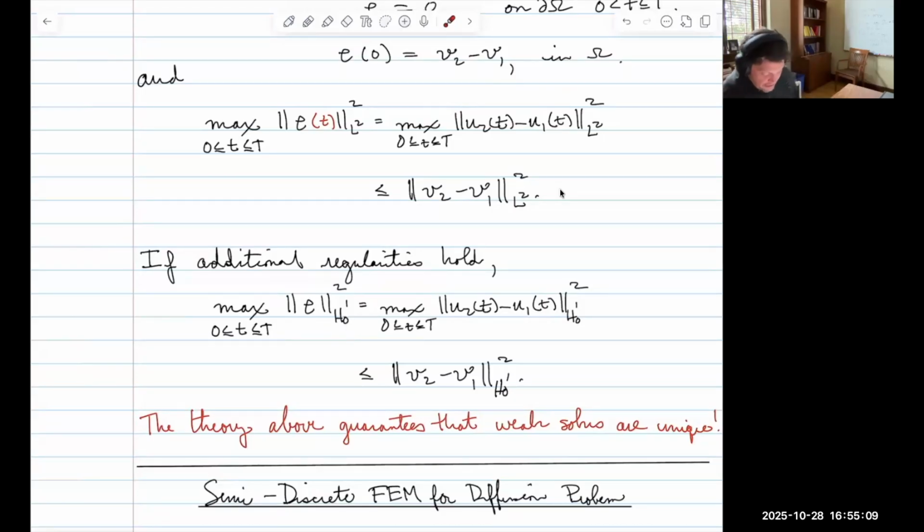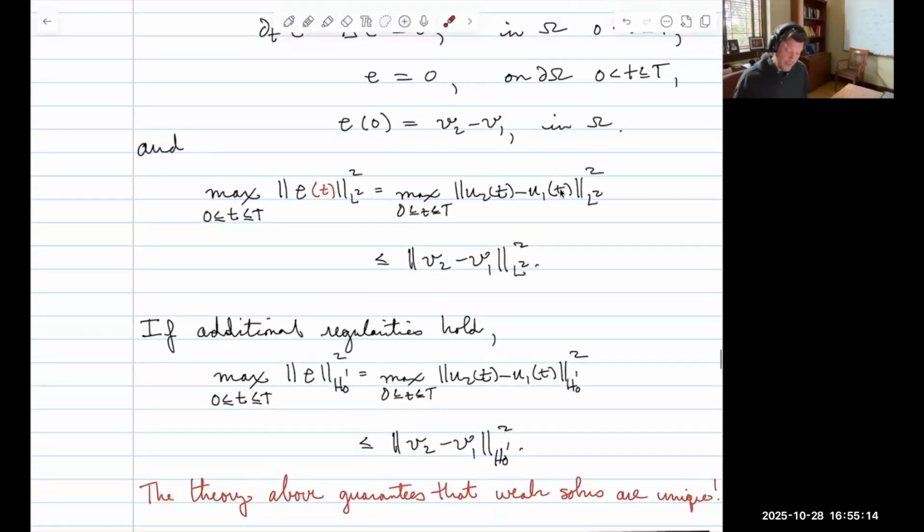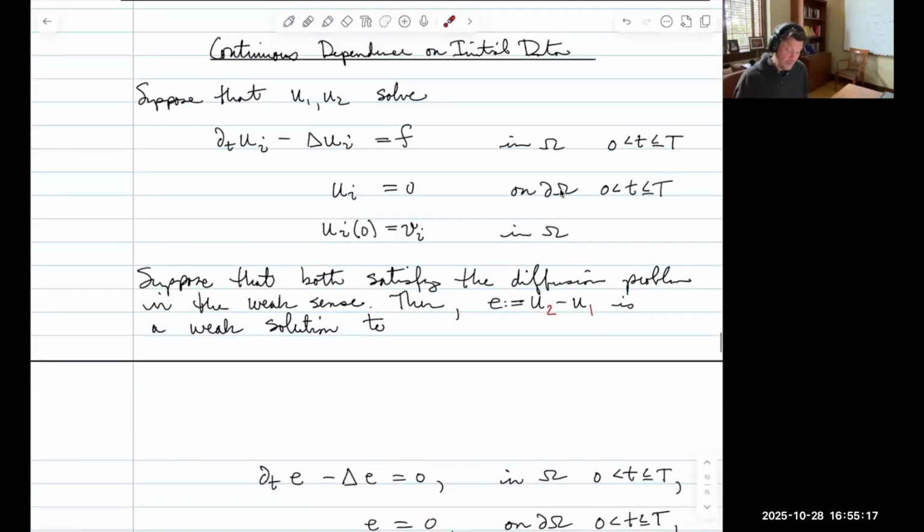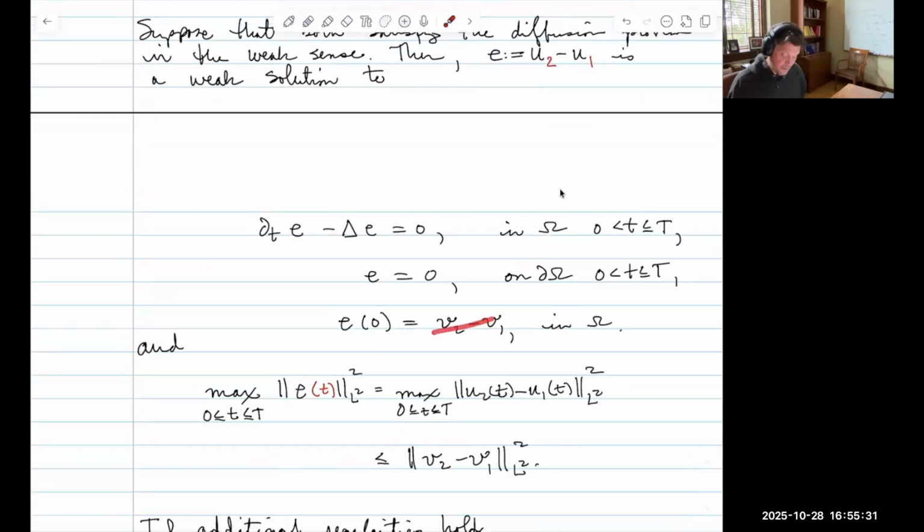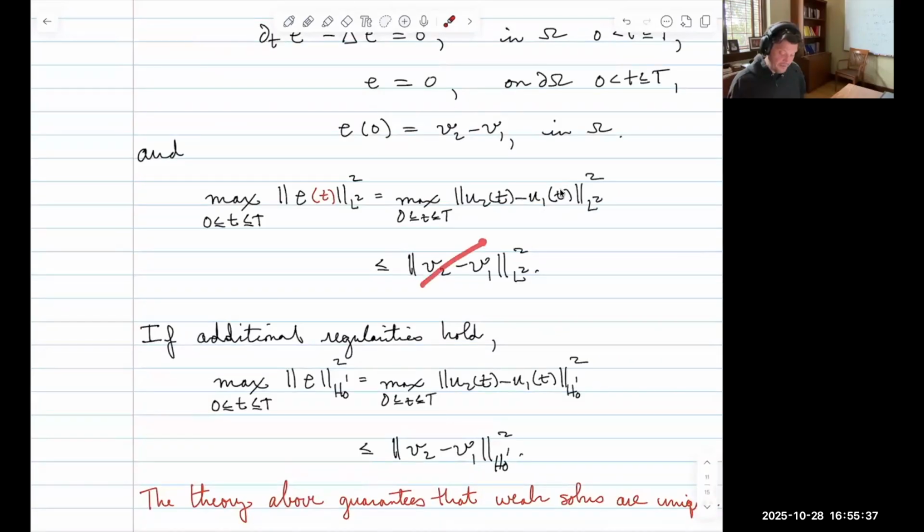Also, this theory guarantees that weak solutions are unique. How can I see that? Well, suppose that U1 and U2 solve exactly the same problem with the same F and the same initial condition V. So this is like saying V2 equals V1. So their difference has to be equal to 0. So that says that the difference equation satisfies that. Well, our estimate tells us that this difference here is now 0. And so it says that the maximum of E is equal to 0, because it's bounded below by 0 and bounded above by 0. So it has to equal 0.